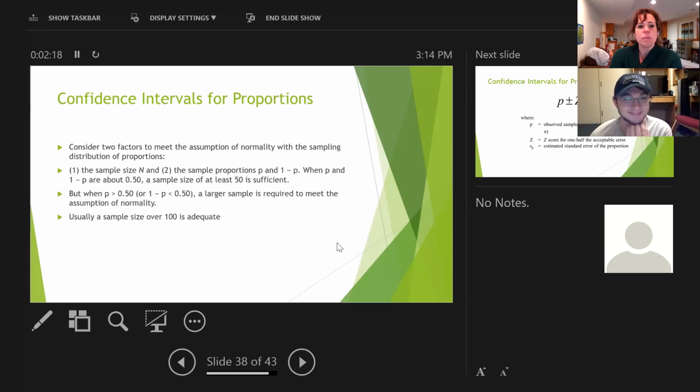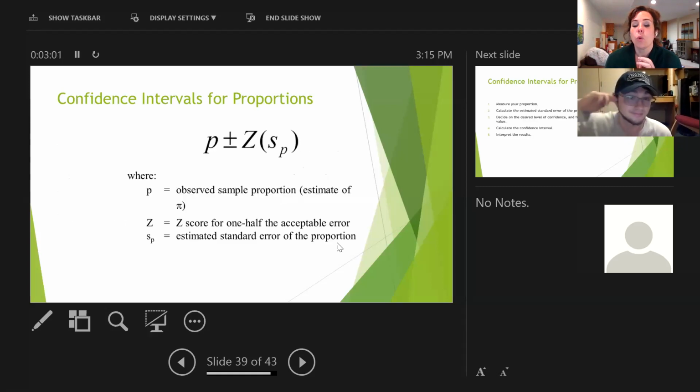So a few things we need to be mindful of. What is the sample size, right? What's my N looking like? And does it actually approach the population? And then what is the sample proportion of P and 1 minus P? When they're about 50%, a sample size of at least 50 is sufficient. But when they're not equal and they're really disparate, right, my proportion and 1 minus, then it needs to be bigger. Okay, so just what I said. When P is greater than 0.50, a larger sample is required to meet the assumption of normality or a normal distribution.